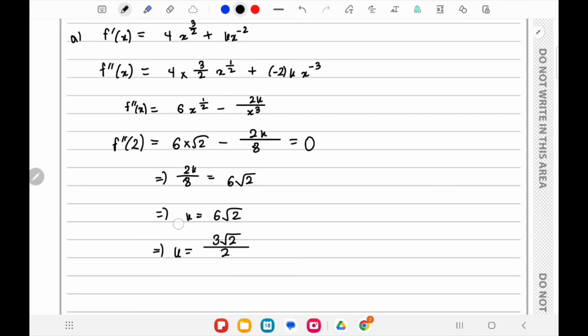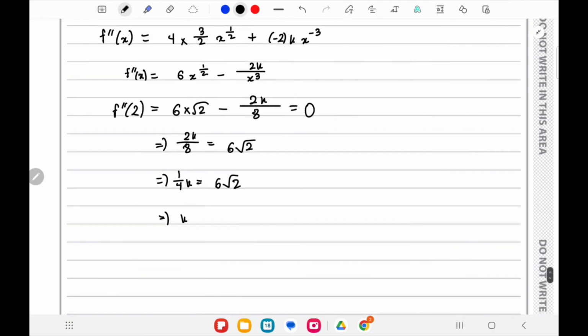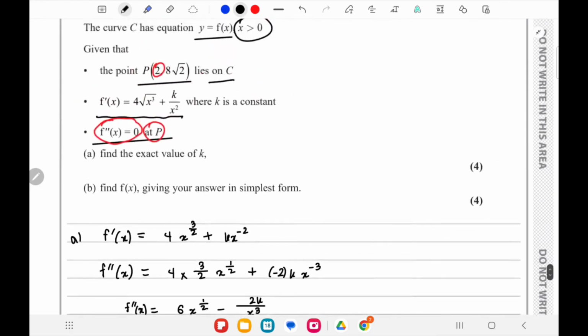Oh, this is 1 by 4 k equals 6 root 2. So k will be 6 into 4 into root 2, so 24 root 2. Silly mistake from me.